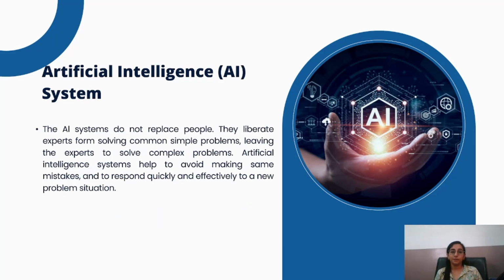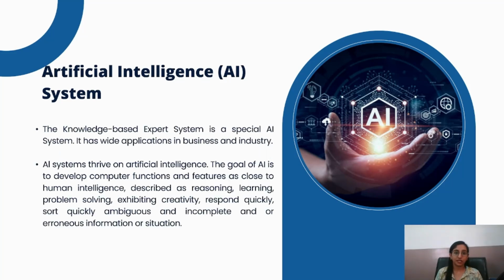But here is the thing: AI systems are not here to replace us, they are here to help us. They take care of the simple, common problems, leaving us free to tackle the more complex ones. They help us avoid making the same mistakes and respond quickly to new problems. One special kind of AI system is the KBES, which is known as Knowledge Based Expert System. It is used a lot in business and industry.